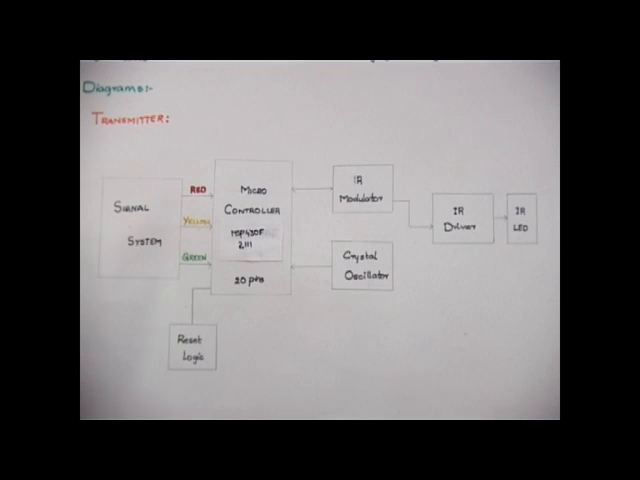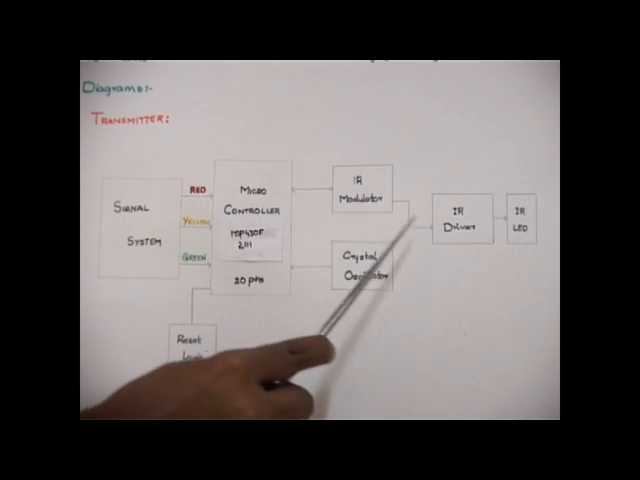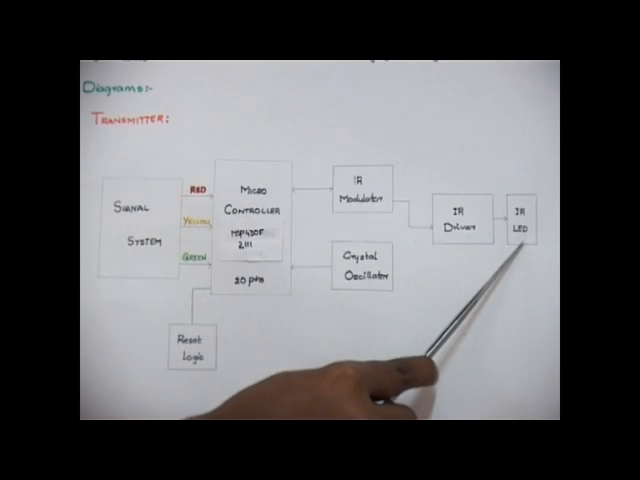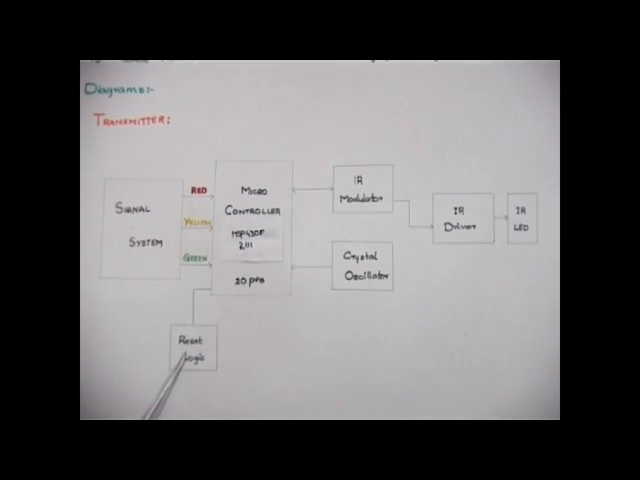Here we are having the transmitter part and the receiver part. In the transmitter part, the main blocks involved are the signal system, the microcontroller, which is MSP 430, a 20-pin microcontroller. Next come the IR modulator, the driver circuit, and the transmitter. Here is the reset logic.